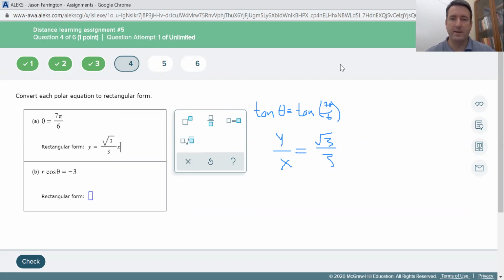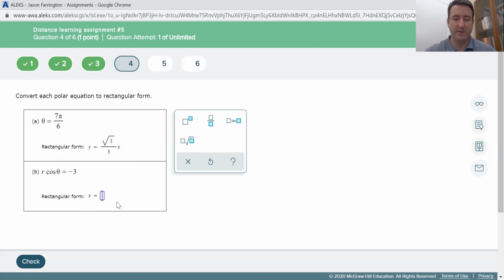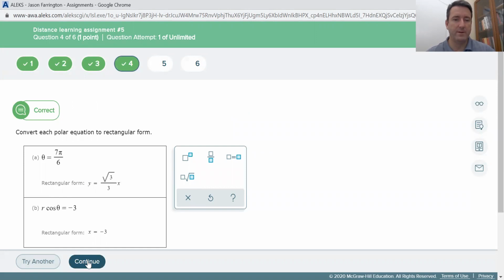All right. Now, for part B, we have r cosine theta equals -3. So this one is a little bit easier. r cosine theta is just equal to x. That's one of our identities, that x equals r cosine theta. And so we can just replace that r cosine theta with x, and our rectangular form is going to be x equals -3.